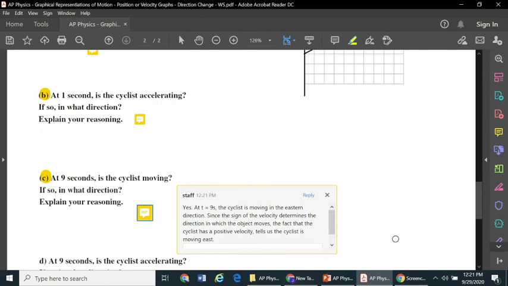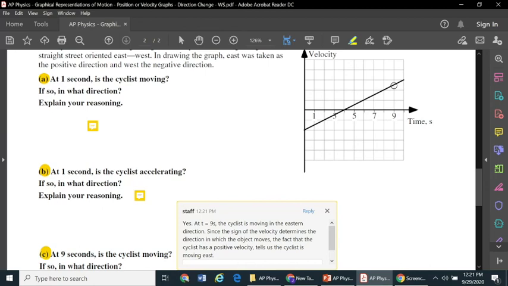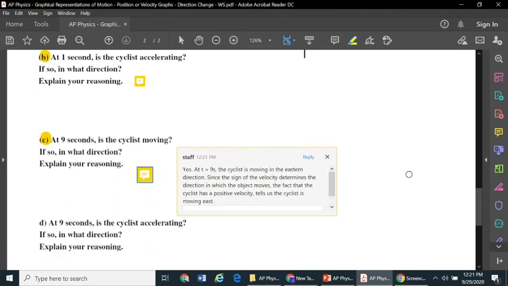So at 9 seconds, and I'm just going to scroll up for a second, I'll come back down to that explanation. In 9 seconds, the velocity is positive. Positive, as they told you in the directions, means east. So yes, at time t equals 9 seconds, the cyclist is moving in the eastern direction. Since the sign of the velocity determines the direction in which the object moves, the fact that the cyclist has a positive velocity tells us that the cyclist is moving east.